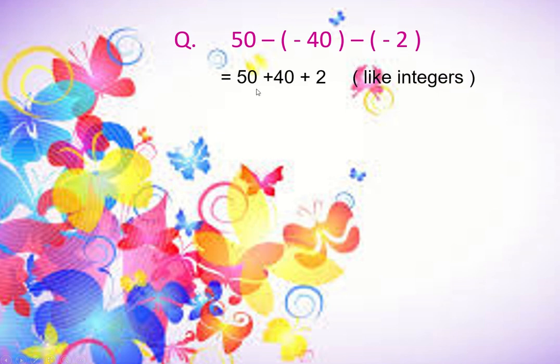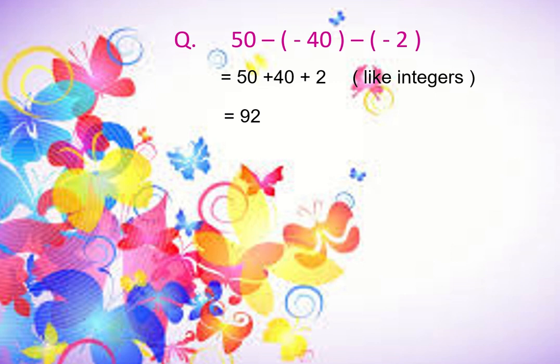Now my question is reduced to this. In this step, I have reduced to one sign and I have removed the bracket also. Now I have all positive signs. So I will add the integers because all are like integers. So the answer would be plus 92.